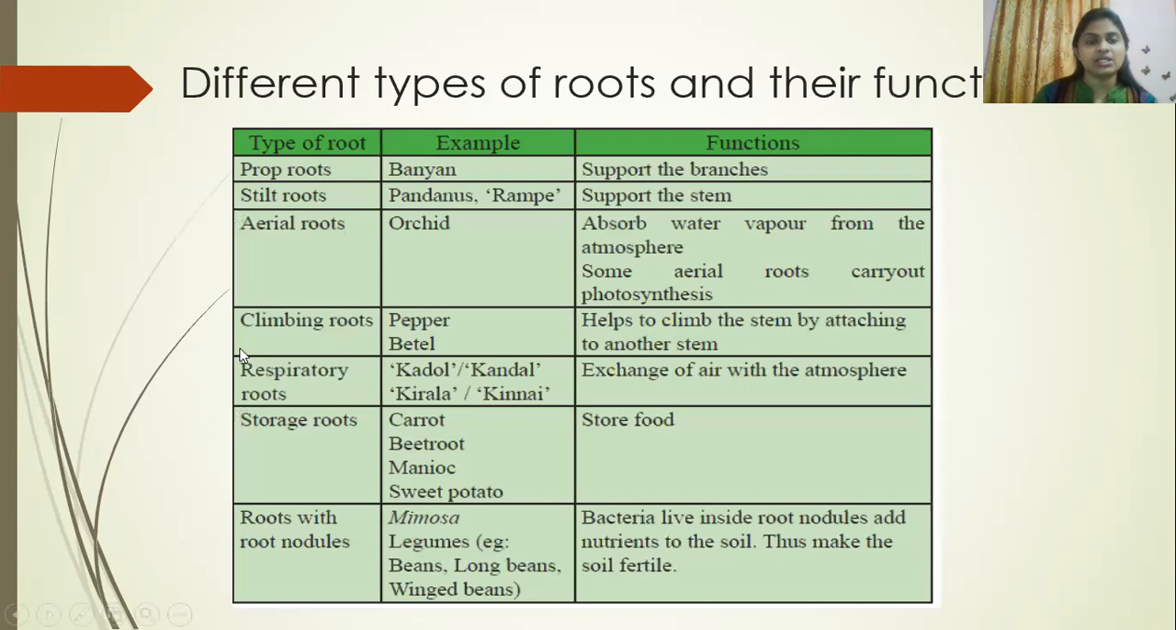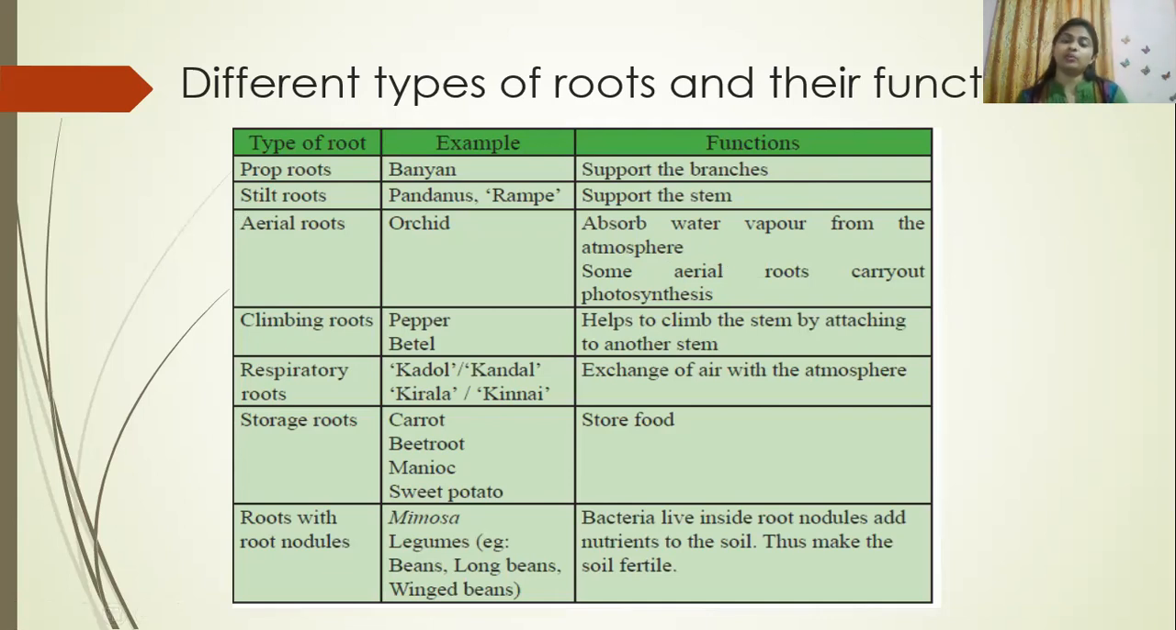We'll see the next type of root, aerial roots. The best example is orchid. Roots are found in the air, right? You have seen orchid plants. I'll show a picture too. The function of the orchid plant's aerial roots is absorbing water vapor from the atmosphere. That is the main function.